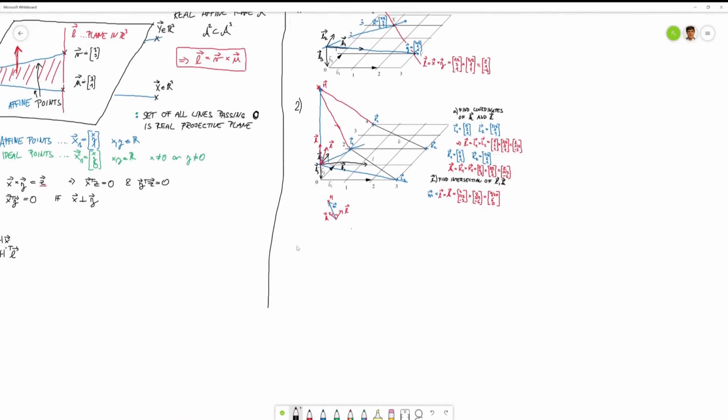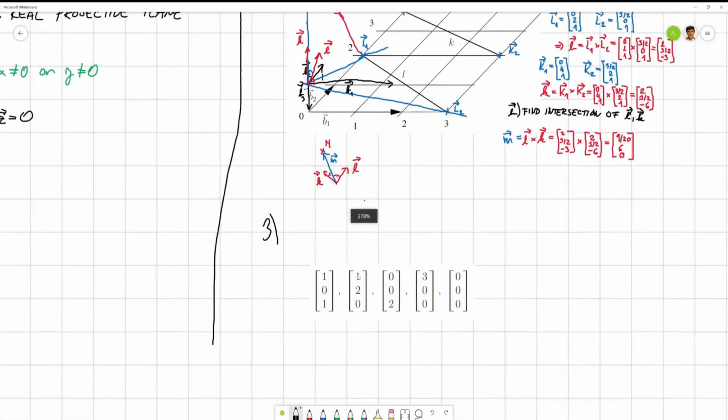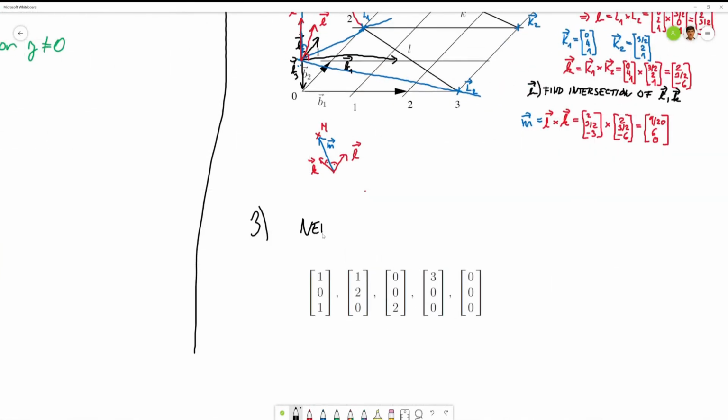The third task is to find which of the following vectors represent an ideal point of the projective plane within the standard choice of coordinate system. We already wrote the definition of how that point should look. Ideal points should have a 0 as the third coordinate, and they should have at least the x or y coordinate non-zero.